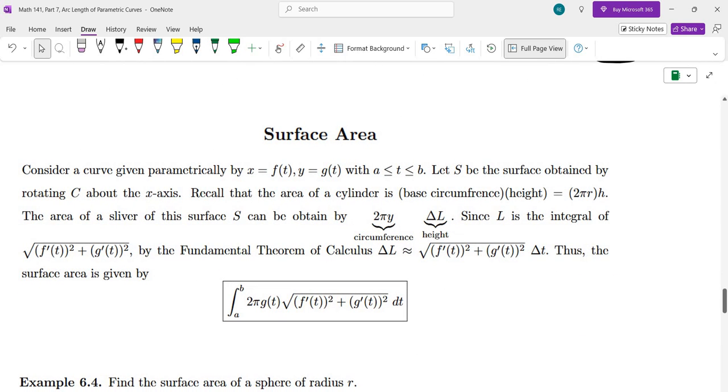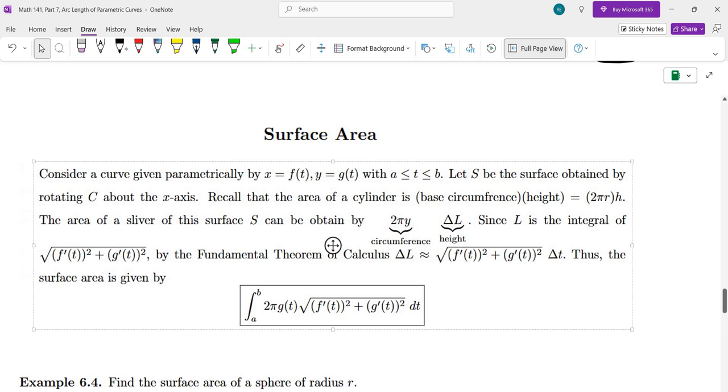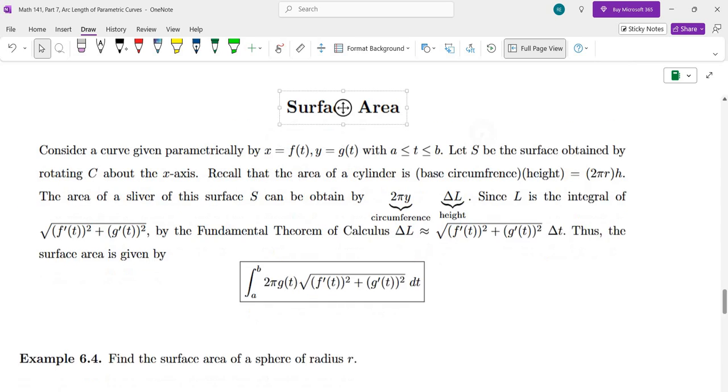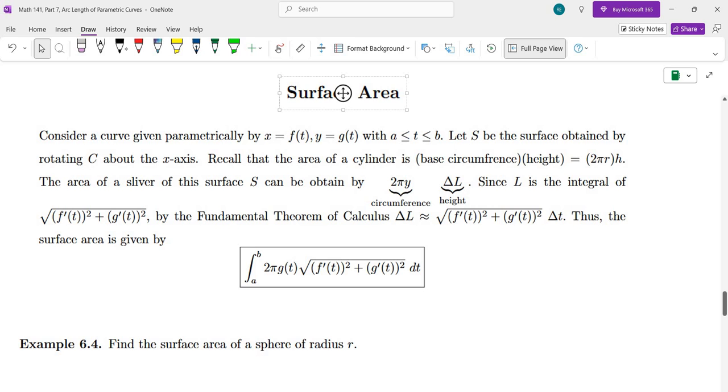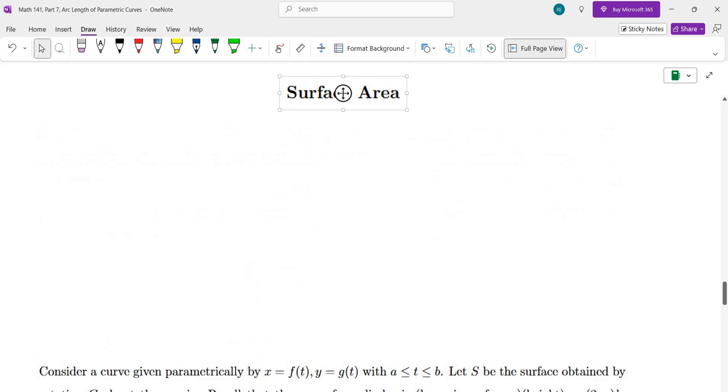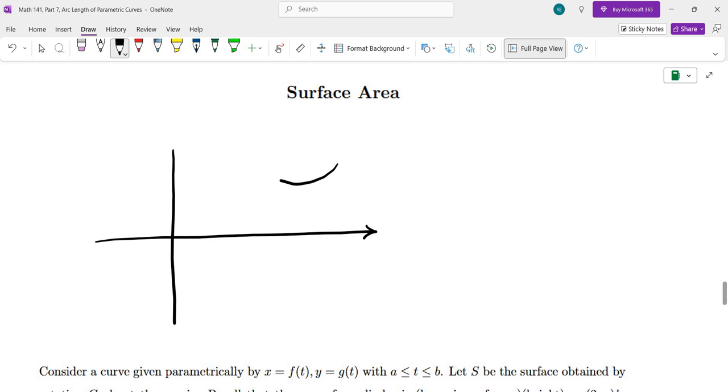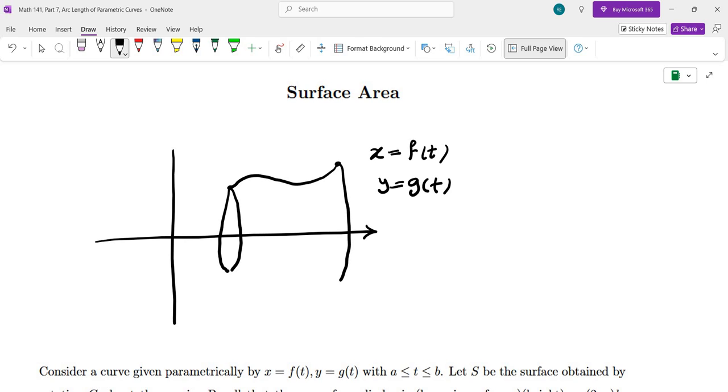Okay, so next is an application of this arc length formula that we found in evaluation of surface area. So let me explain what this tells us using a diagram. So let's say you have the curve f of t, g of t. So this is x equals f of t, y equals g of t. And we want to rotate this about the x-axis. We get a surface. We want to find the area of this surface. So we want to figure out what's the area of this surface.